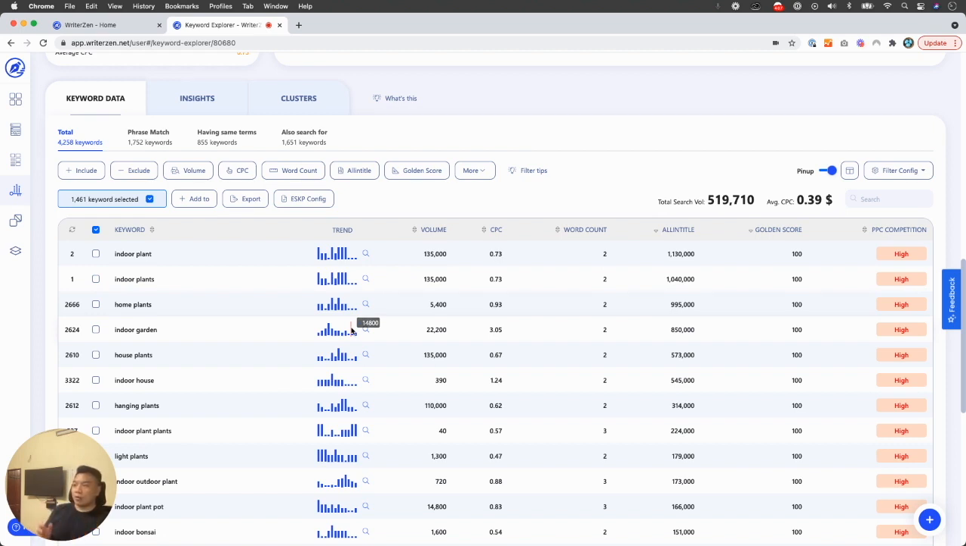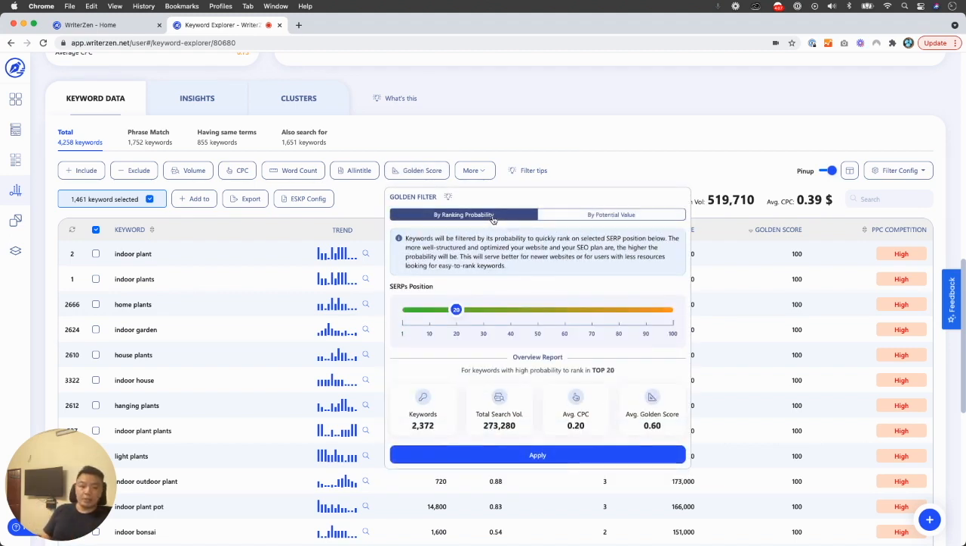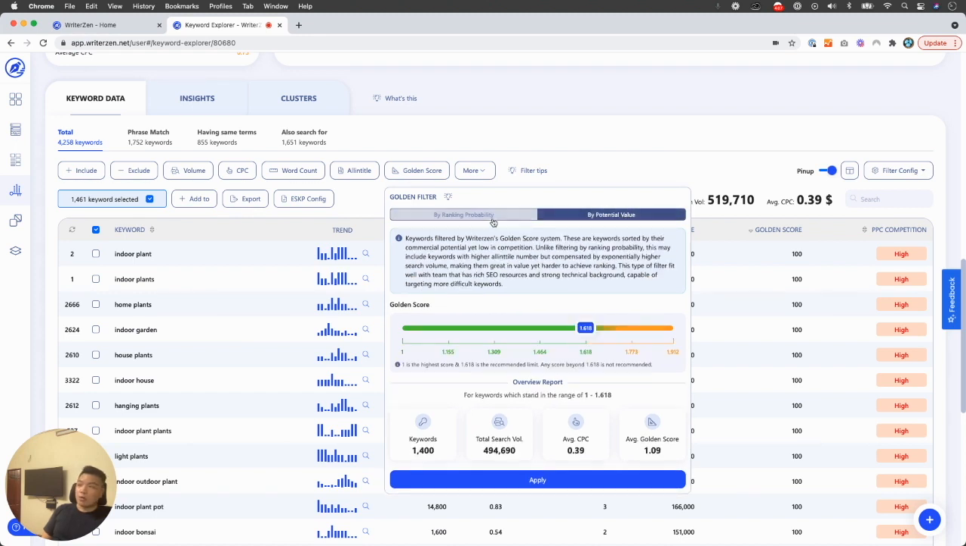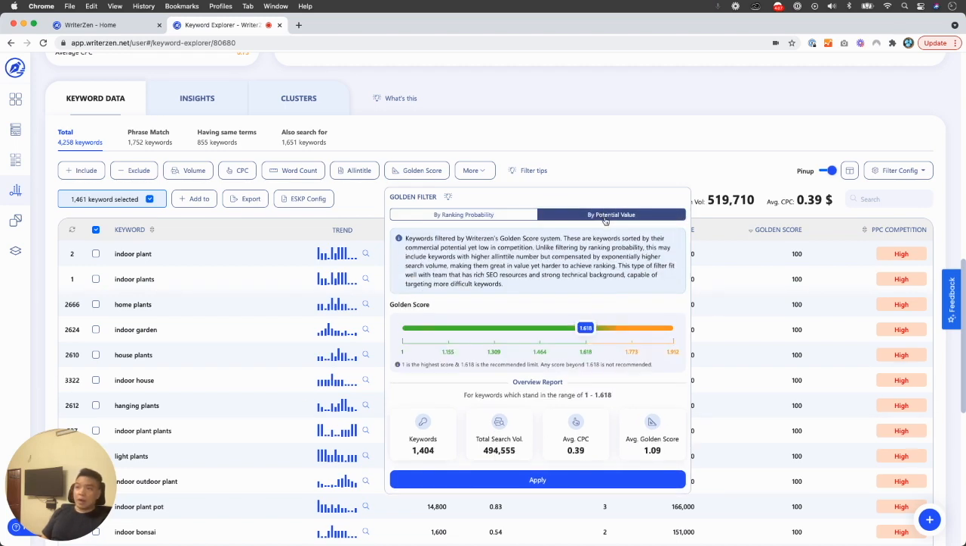Let me recap real quick on golden filter. You can now filter by two ways. One is ranking probability, and two is by potential value. Ranking probability is essentially for more of a beginner and pre-intermediate, or whichever strategy you have with a new website. You try to look for very fast ranking keywords that could give you some of the search volume return, and you can begin with some organic traffic. Then you can go in here and you can scroll. Super easy and intuitive to use. You can see the report right away over here, or you can click by potential value.